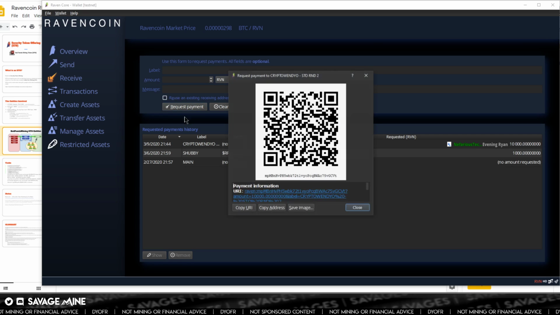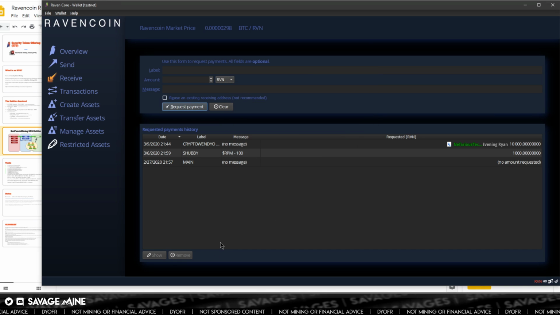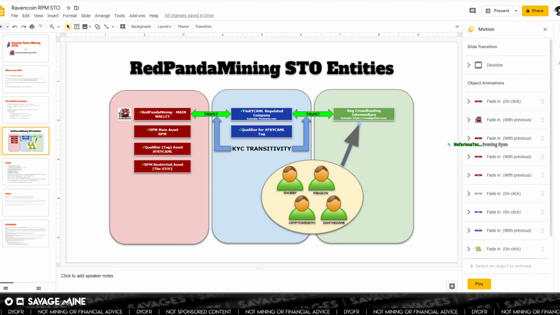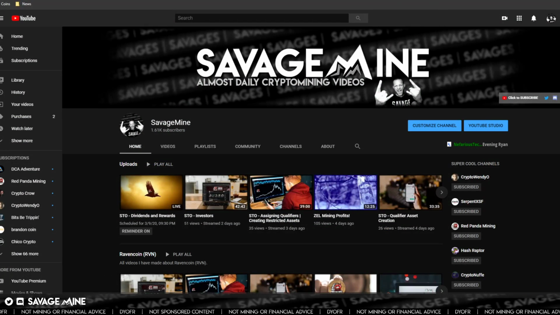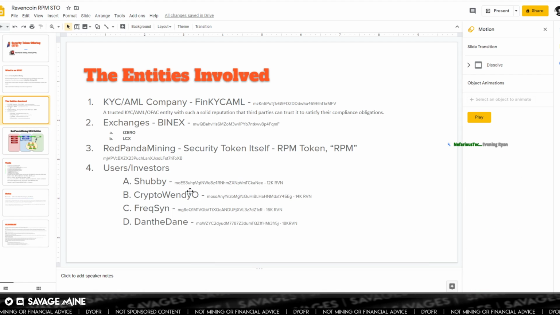All right, so it looks right. Request payment. Copy the address. So now I need to go to Crypto Windio's wallet, which is Mango Farms. And I think that she has, let's find out how many she has so I get the right one. 14,000.